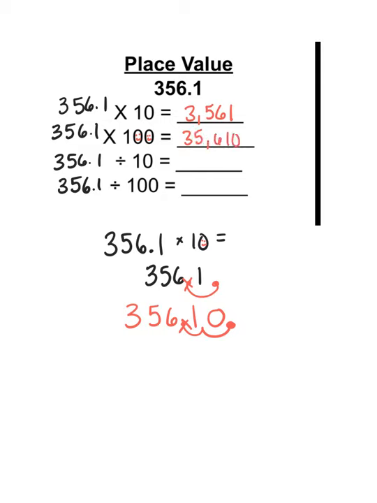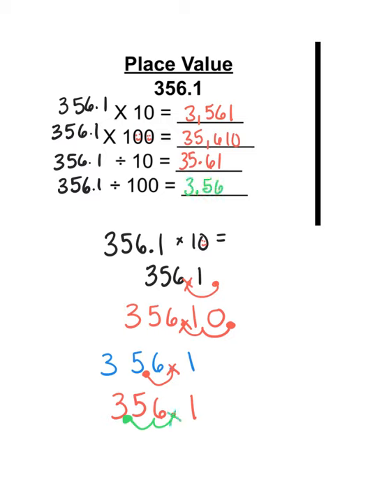35,610. Now when I divide by 10, my decimal point is going to move in the other direction. It's going to move to the left to make my number smaller. So my decimal point is going to move over one spot to the left, making my quotient, or my answer, 35 and 61 hundredths. To divide by 100, my decimal point will move over 2 spots. So my quotient will be 3 and 561 thousandths for that one.